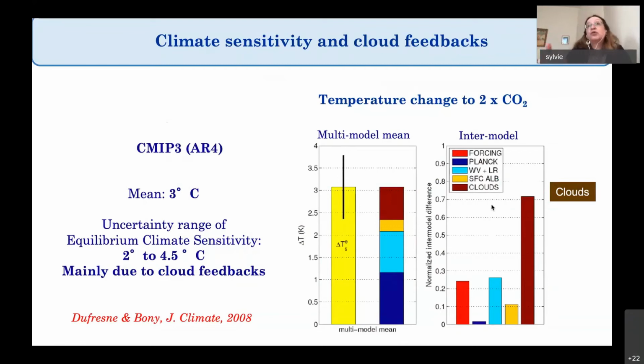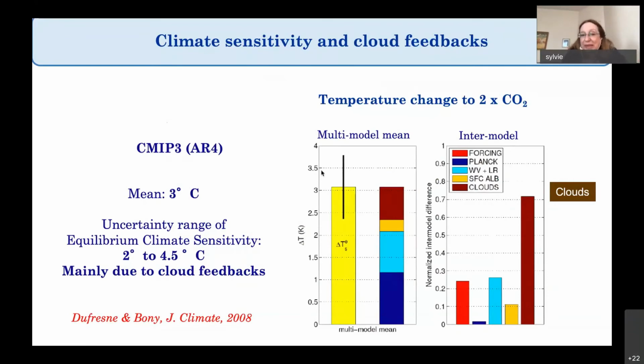And some produce more lower clouds, which tend to have a more negative effect. And depending on where they put the clouds and how they produce the clouds, you have more or less cloud feedback. So this is the main reason for this range of uncertainty between the models. And it's quite difficult to really reduce this uncertainty.